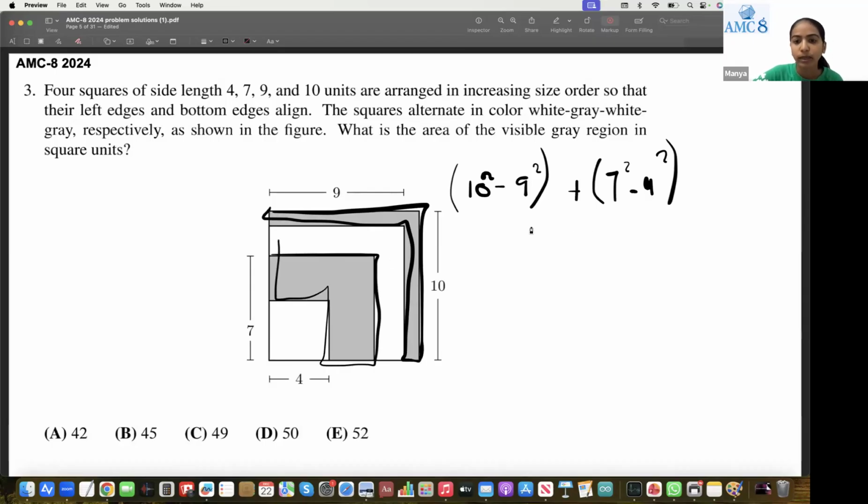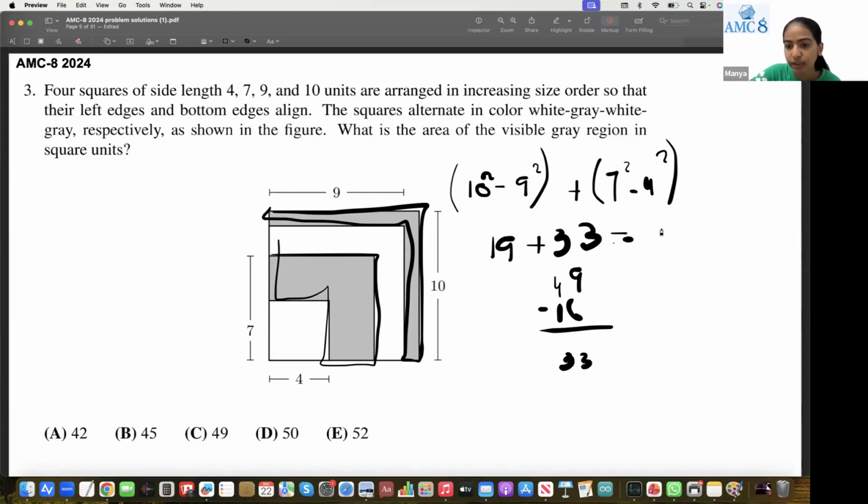So now we can just solve this. So 100 is 10 squared. So 100 minus 81 is 19. 19 plus 49 minus 16. So 49 minus 16 is 33. So 19 plus 33 is equal to 52. And that's our final answer, E.